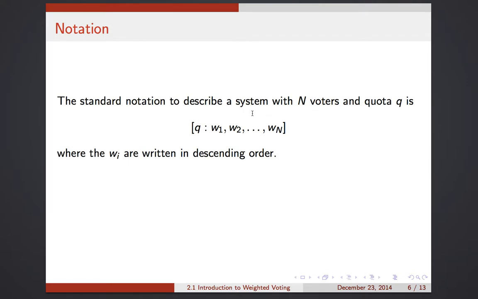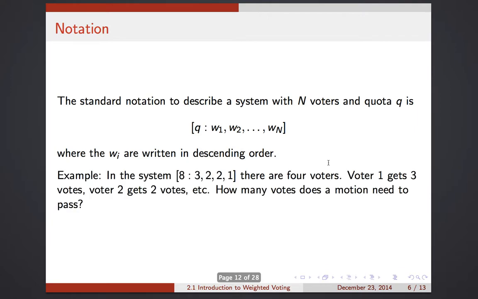A weighted voting system with N voters is written like this. The quota comes first. So the first thing you're telling somebody is, how many votes do I need in order for a motion to pass? And then you list the weights of the players. So the weight of player 1, which remember is the number of votes player 1 controls, the number of votes player 2 controls, etc., all the way out until the last player. And just for aesthetic reasons, we write the weights in descending order, so from biggest to smallest.